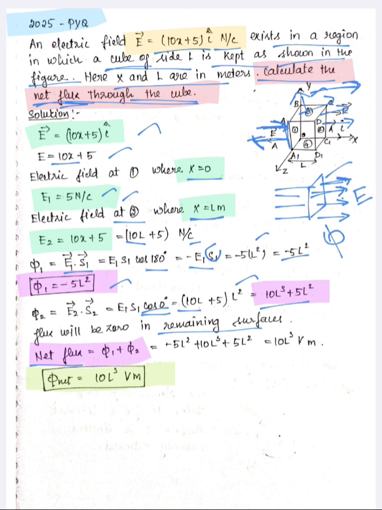So the net flux is the sum of the flux through surface 1 and surface 2. We know the flux through surface 1 and surface 2. If we substitute, we get the net flux through the cube is 10L cube volt meter. So the net flux through the cube is 10L cube volt meter.